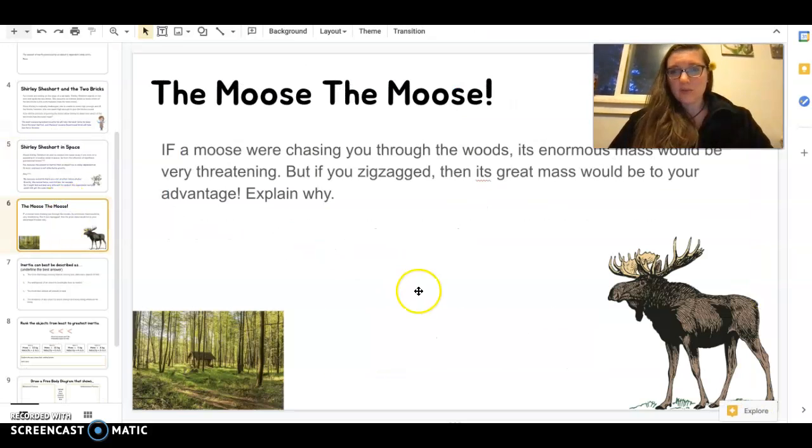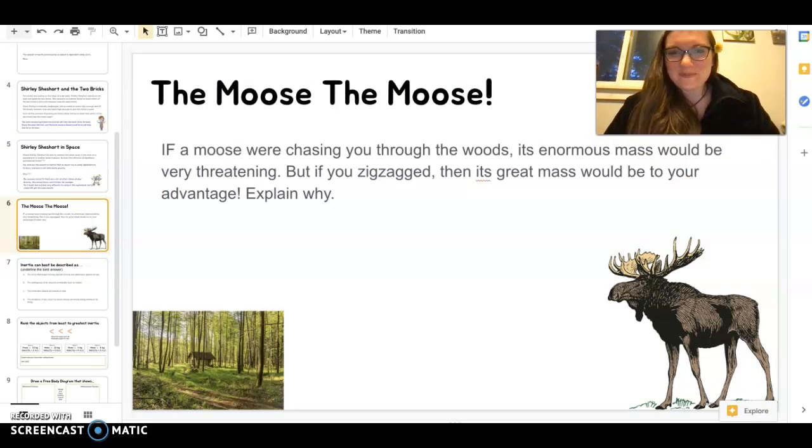So the moose. If a moose were chasing you through the woods, its enormous mass would be very threatening. But if you zigzagged, then its great mass would be to your advantage. Explain why.